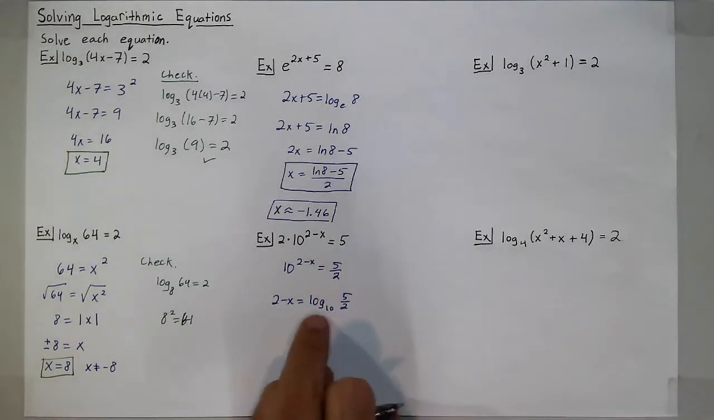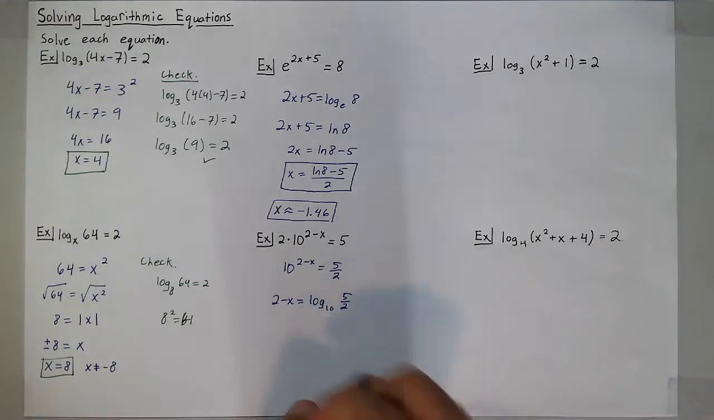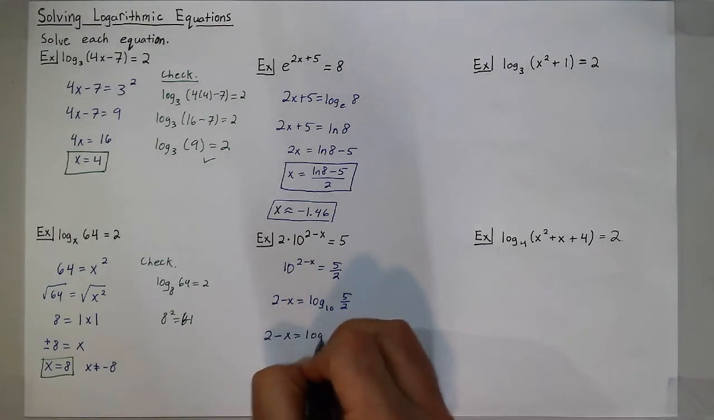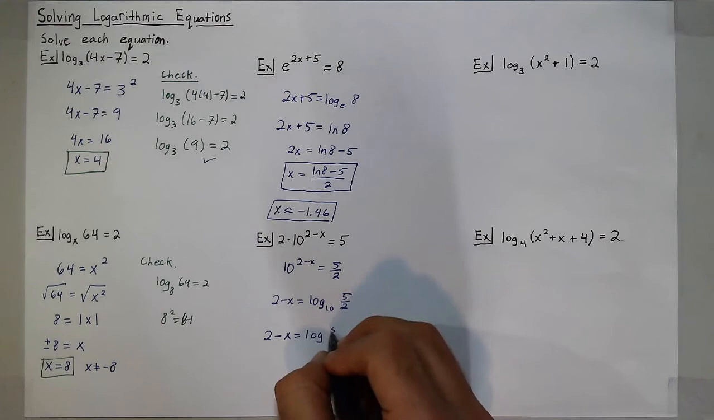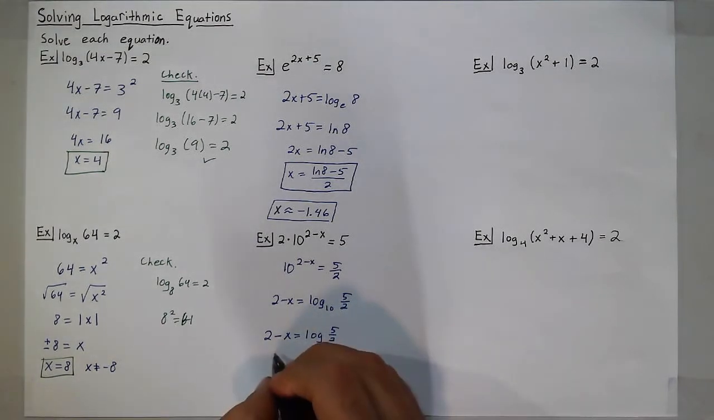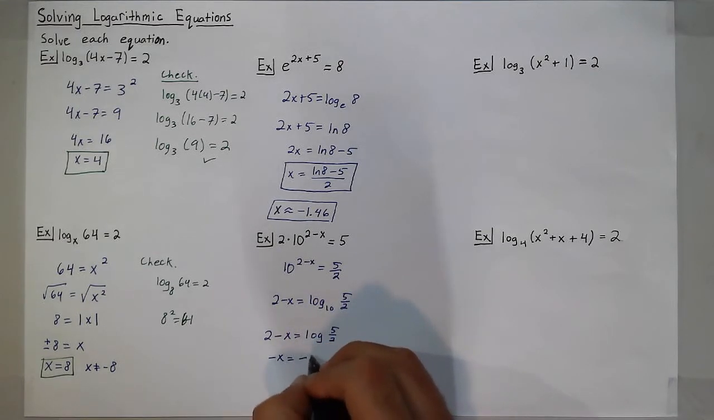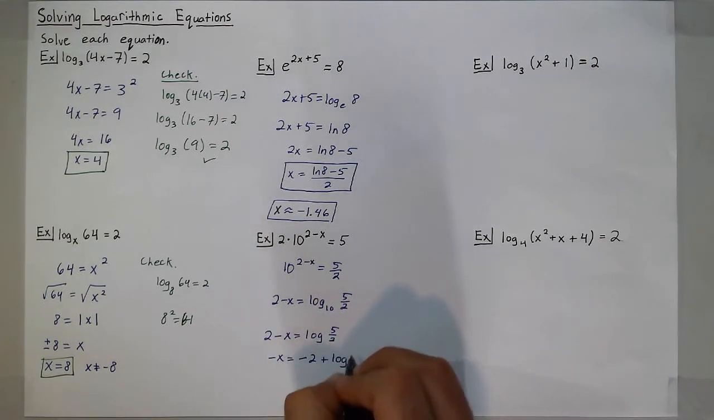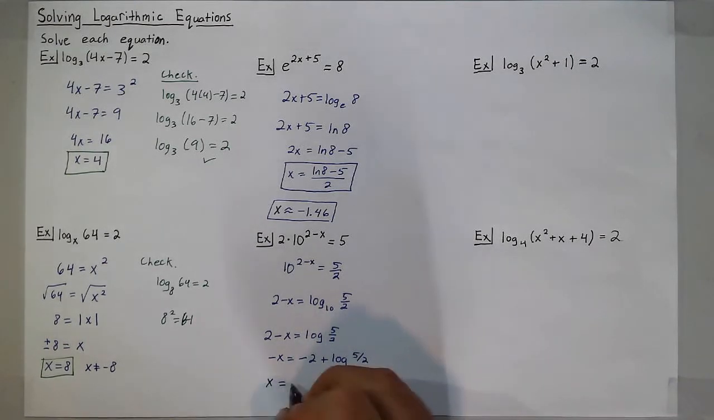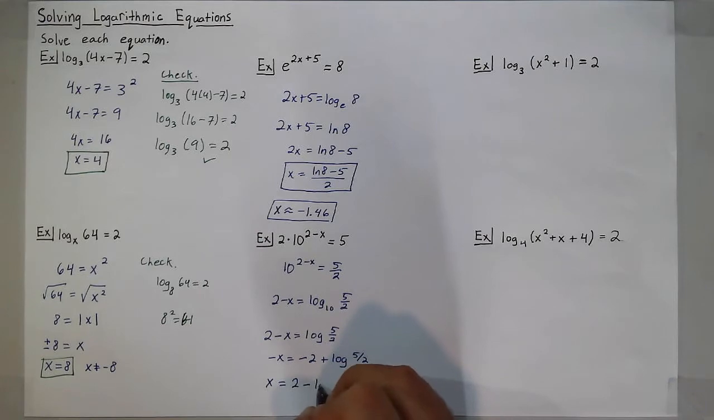Now we have a base 10, that's known as the common log. So I can write this as 2 minus x is equal to log of 5 halves. Then I could subtract 2, get negative 2 plus log of 5 halves, and then divide by negative 1 to give me x is equal to 2 minus log of 5 halves.